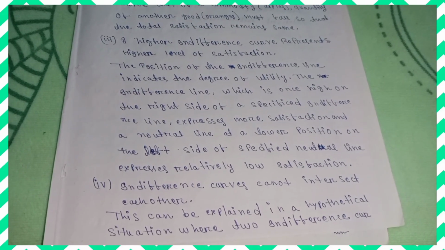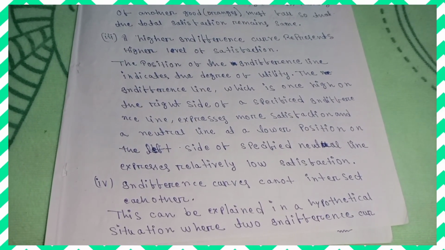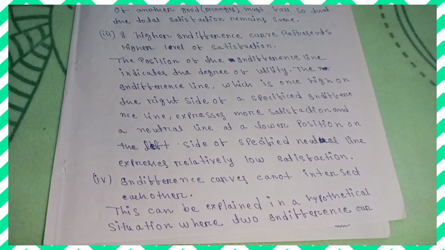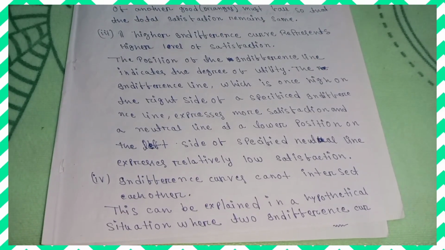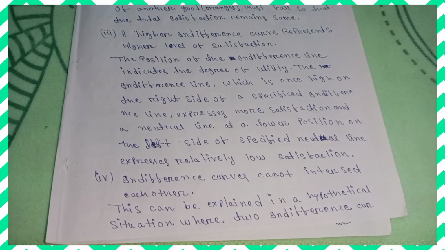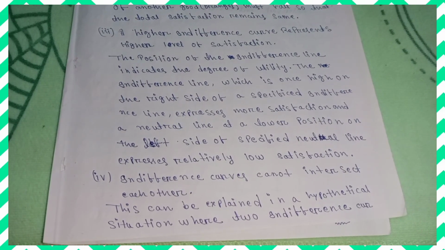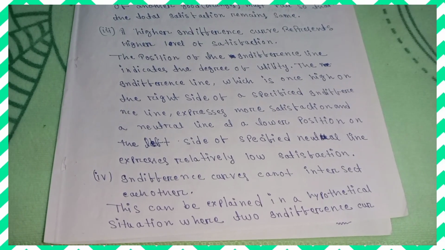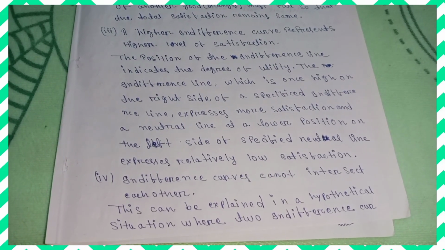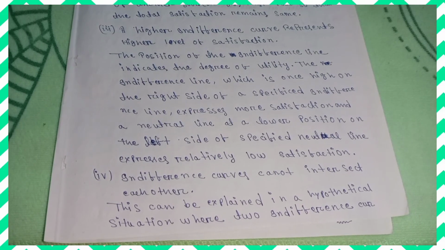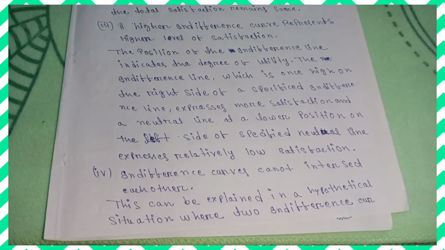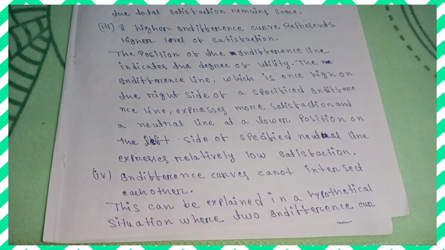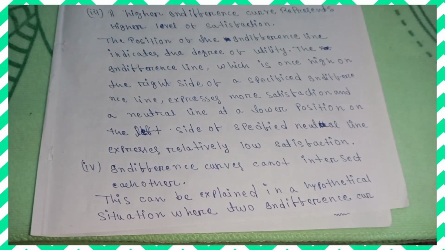Third characteristics, a higher indifference curve represents higher level of satisfaction. The position of the indifference line indicates the degree of utility. The indifference line which is high on the right side of a specified indifference line expresses more satisfaction, and the indifference line at a lower position on the left side of the specified line expresses relatively low satisfaction.